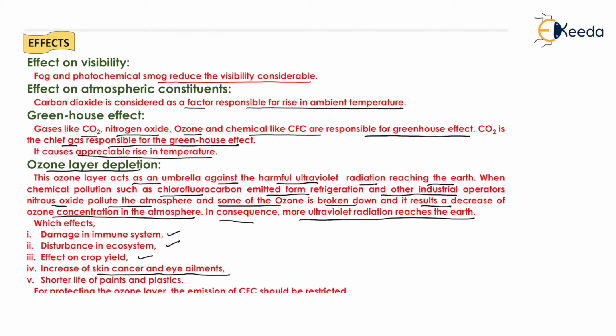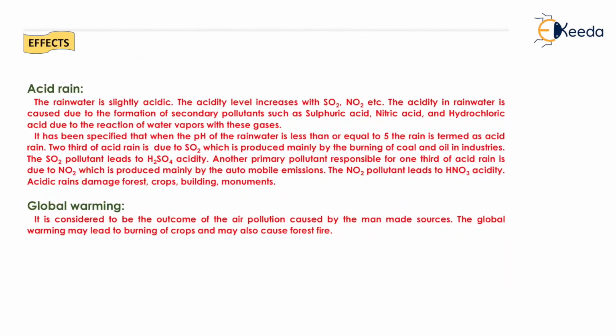The next one is the shorter life of paints and plastic. Now for protecting the ozone layer, we have to reduce or restrict the use of chlorofluorocarbon. If we restrict the emission of chlorofluorocarbon, then the ozone layer will be protected and its depletion will again be restricted. Clear to all?